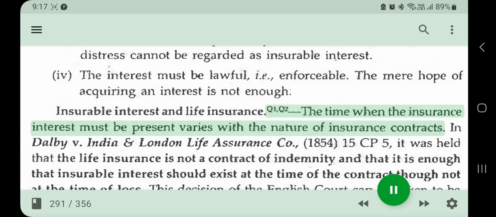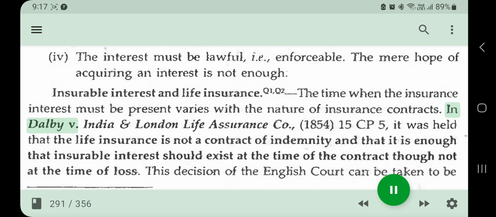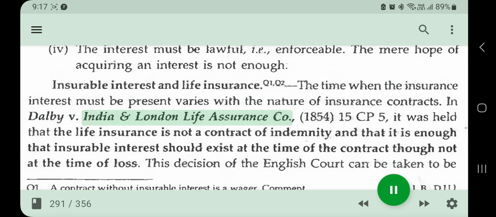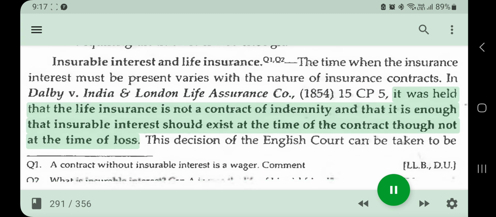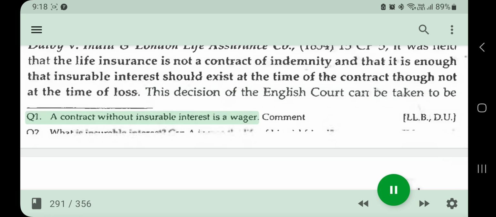2. The time when the insurance interest must be present varies with the nature of insurance contracts. In Dalby v. India and London Life Assurance Company, 1854, 15 CB 365, it was held that life insurance is not a contract of indemnity, and that it is enough that insurable interest should exist at the time of the contract, though not at the time of loss. This decision of the English court can be taken to mean that a contract without insurable interest is a wager.